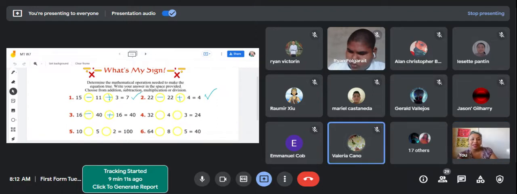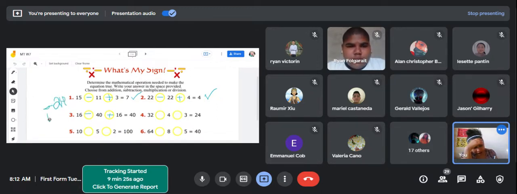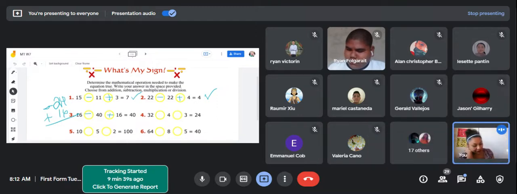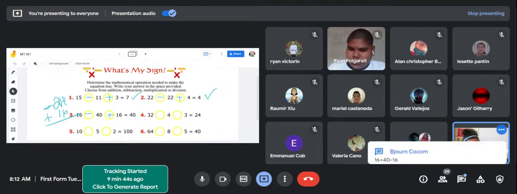Negative 24. Negative 24. Very good, Valeria. And if I were to add negative 24 plus 16, how much would that give you? Negative 8. It would give you negative 8. So this one does not work. Is there another way?